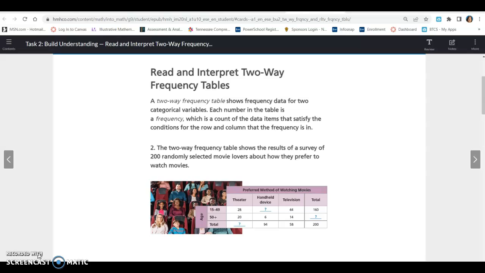Lesson 21.1, task 2. Read and interpret two-way frequency tables. A two-way frequency table shows frequency data for two categorical variables. Each number in the table is a frequency, which is a count of the data items that satisfy the conditions for the row and column that the frequency is in. The two-way frequency table shows the results of a survey of 200 randomly selected movie lovers about how they prefer to watch movies.